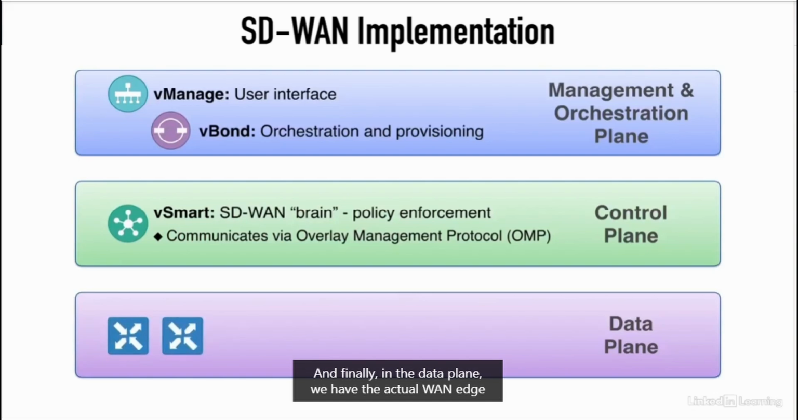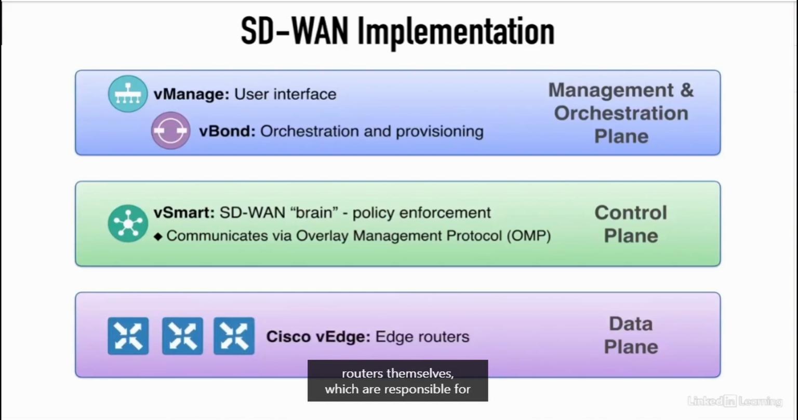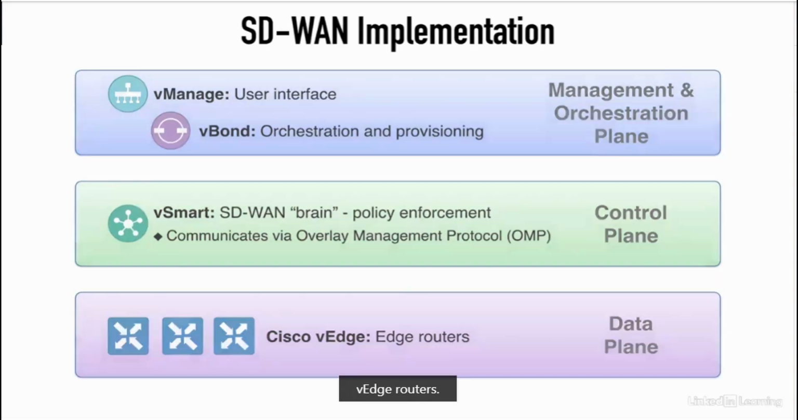And finally, in the data plane, we have the actual WAN edge routers themselves, which are responsible for establishing the network and for forwarding traffic. These devices can be either physical or virtual, or we can have a combination of those. These SD-WAN capable edge routers are referred to as Cisco vEdge routers.